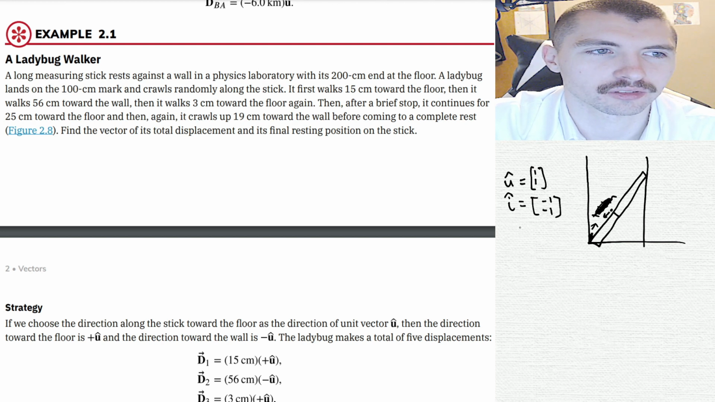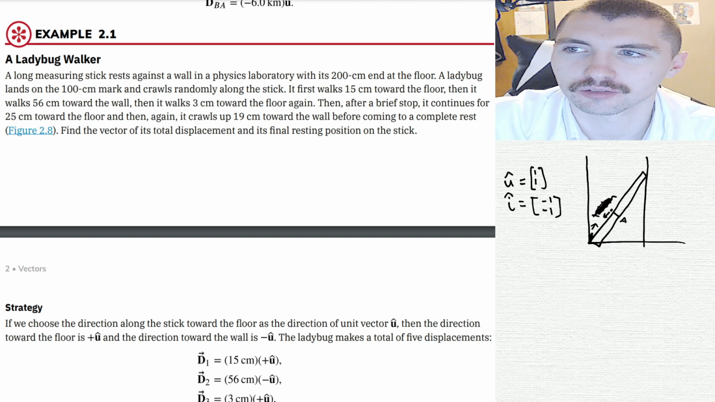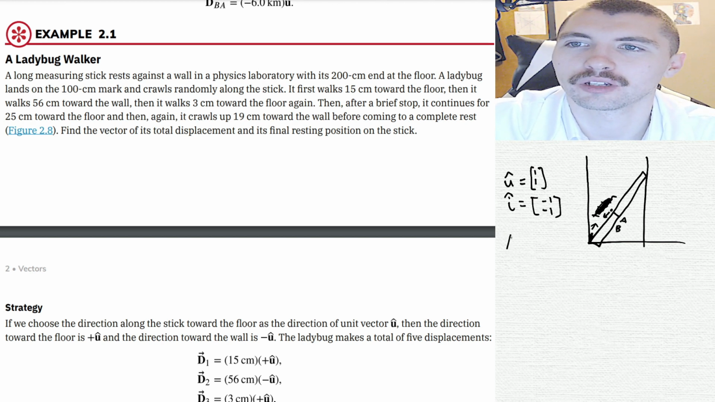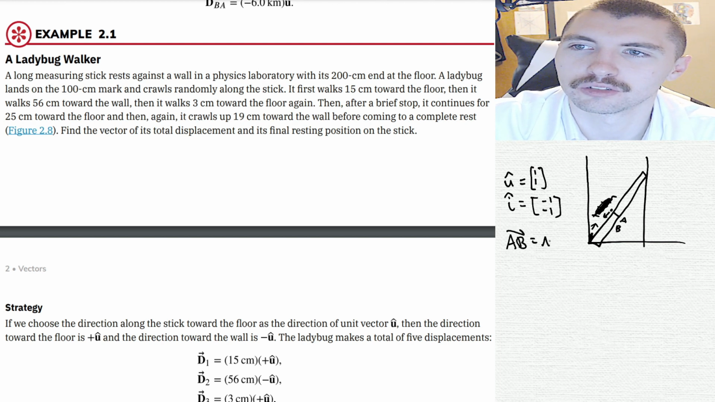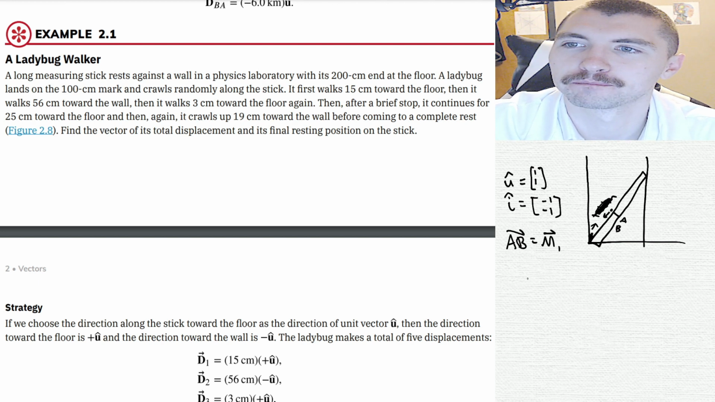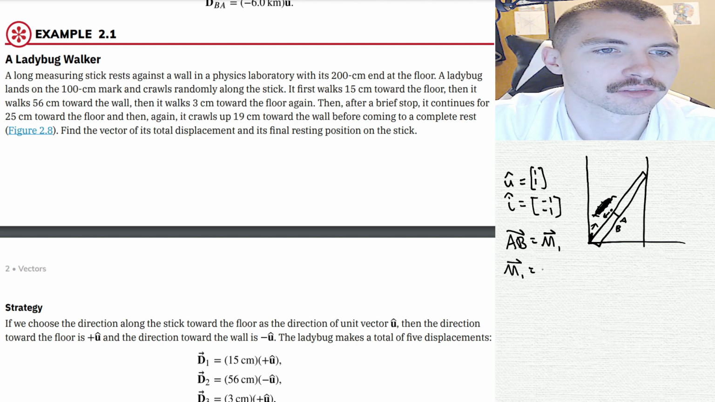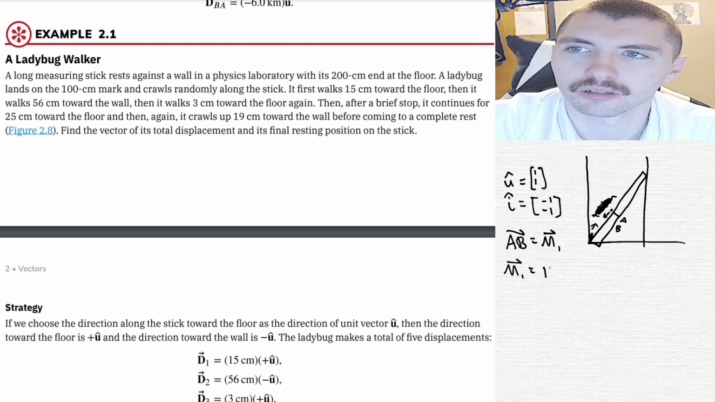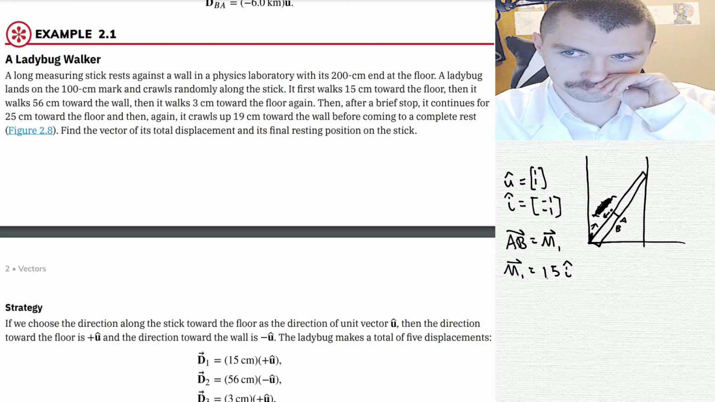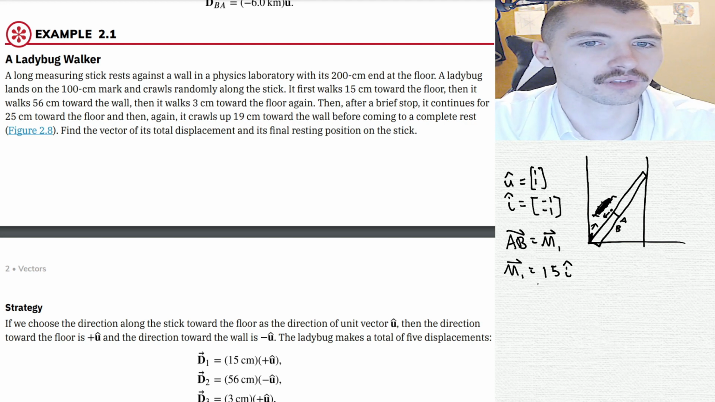Okay, so let's say it lands at A. It's going to B. So A, B, we're going to say this is its first move. So the first move is going to be 15 I hat.